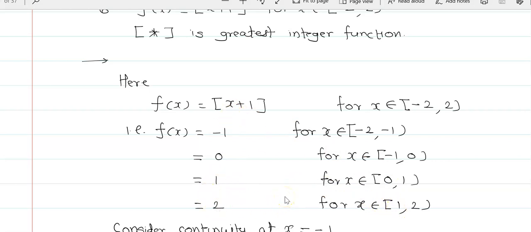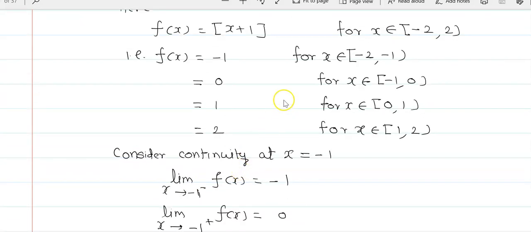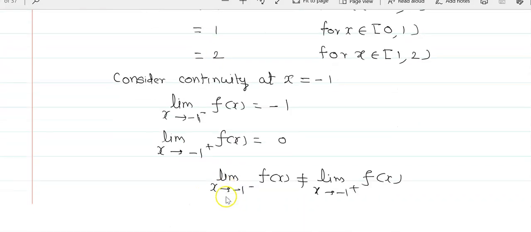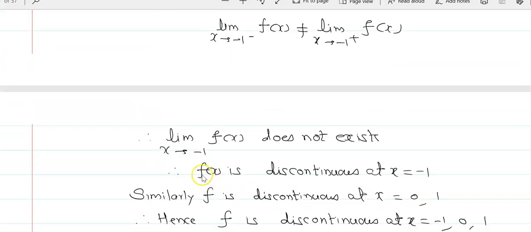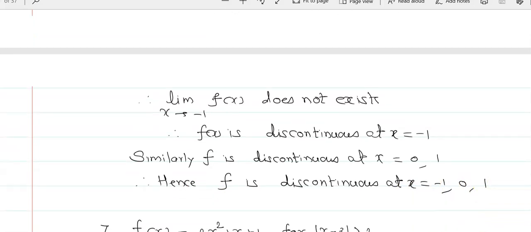Now we check the continuity at x equals -1. To check the continuity, we take the left hand limit, which equals -1, and the right hand limit, which equals 0. Both are not equal. The given function is discontinuous, the limit does not exist. Similarly, we can prove that it is discontinuous at x equals 0 and 1, hence f is discontinuous at x equals -1, 0, and 1. We'll see the next.